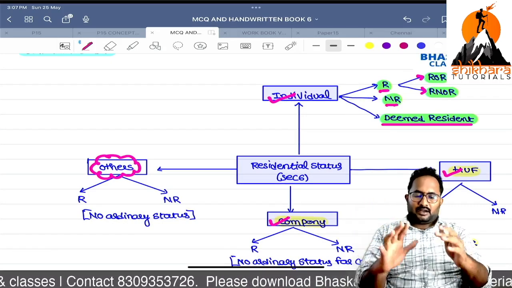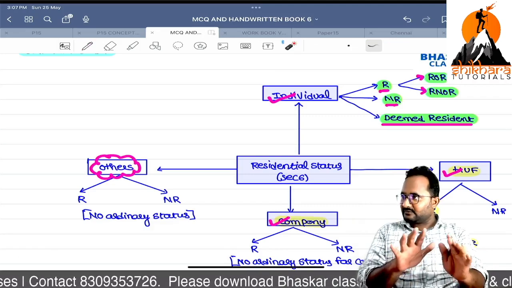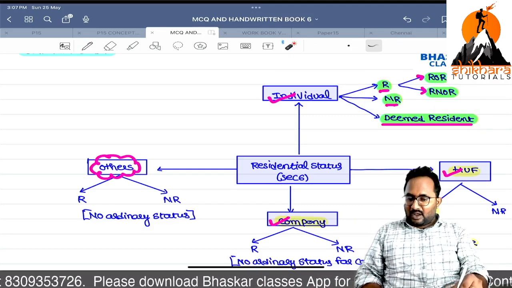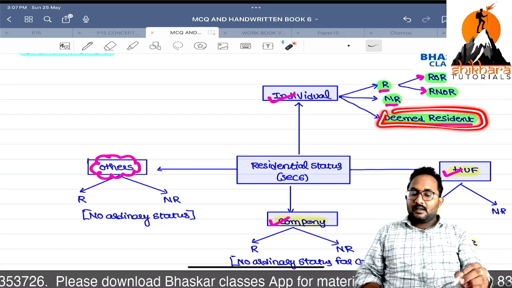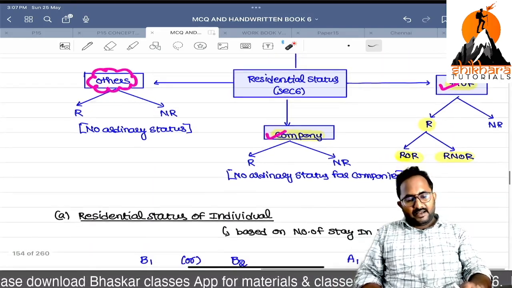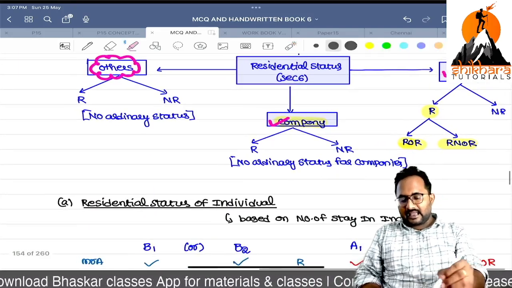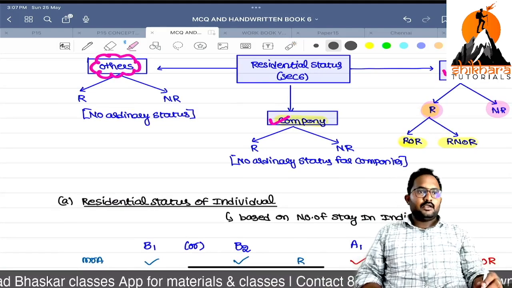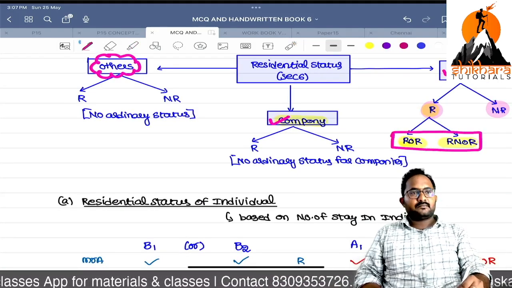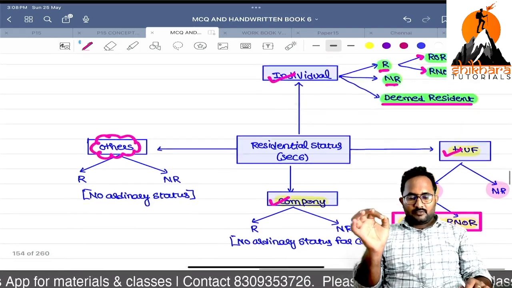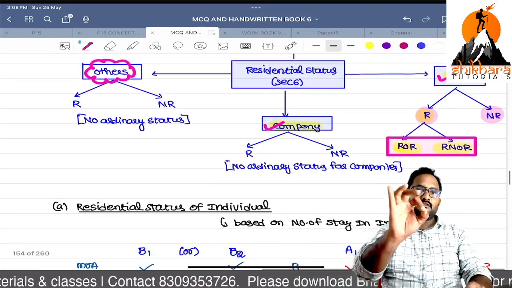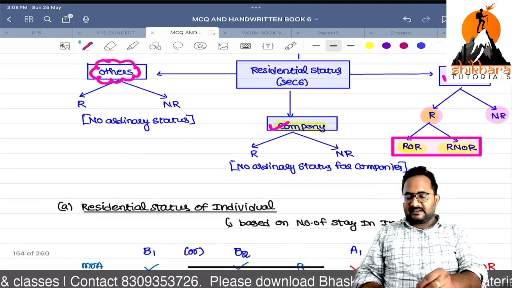Again I am saying, I will tell you how to calculate the residential status. First, how many answers will you get? 3. If non-resident, that is enough; if deemed resident, that is enough. But if you got an answer as resident, you have to find out the ordinary status also. For HUF residential status, first calculate resident or non-resident. If you got an answer as resident, then you have to find out the ordinary status. That means for an individual, ordinary status is there. Next, for whom is ordinary status there? HUF also. Company residential status is simple.